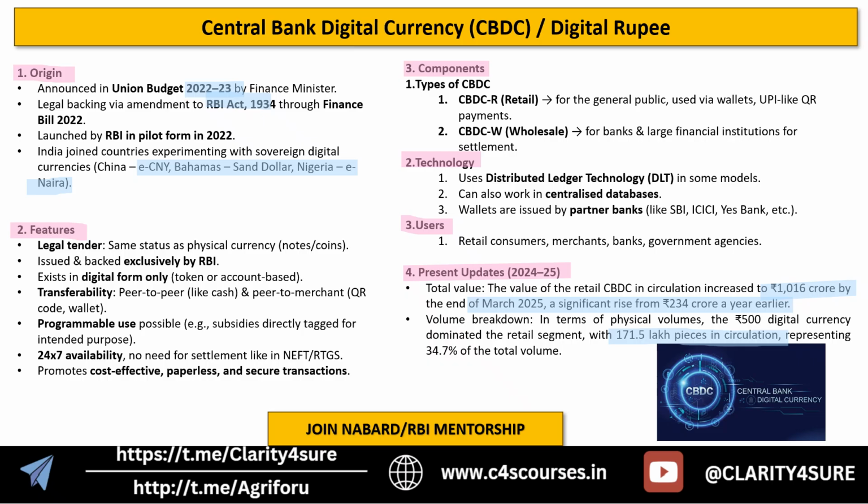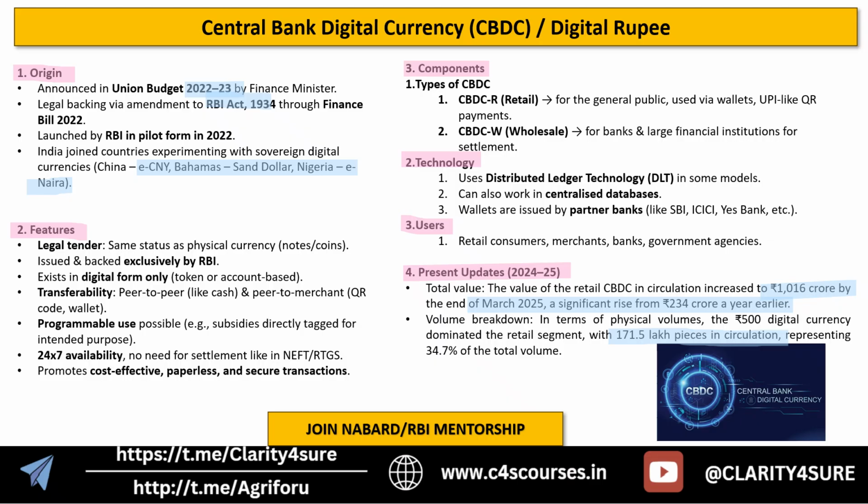There is no need for settlement like NEFT or RTGS. You can do it anywhere, anytime. It promotes cost-effective, paperless and secure transactions. As I already told you, it is a legal tender with the same status as physical currency. There are two components of this central bank digital currency: CBDC retail and CBDC wholesale. Retail is for the general public via e-wallets, like UPI, like QR payments. Wholesale is for banks and large financial institutions for their settlements.